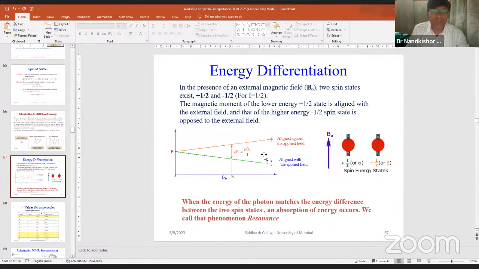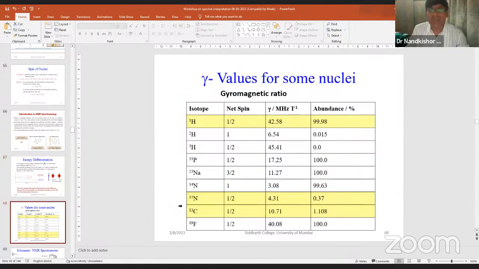Now look at the second diagram we have discussed, the gyromagnetic ratio. The gyromagnetic ratio for the proton is 42 something, which is 4 times more than carbon. Today we are going to focus on C13 nuclei, where the gyromagnetic ratio is very low, and their natural abundance is also very low, only about 1%. So sensitivity wise, C13 NMR is less sensitive than proton NMR.